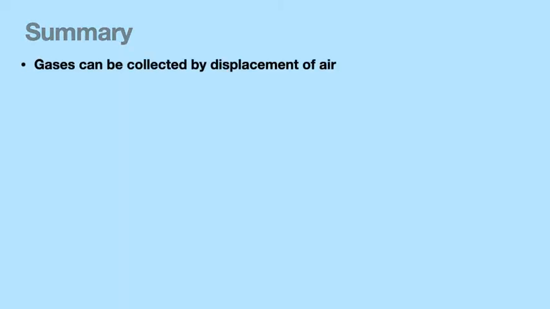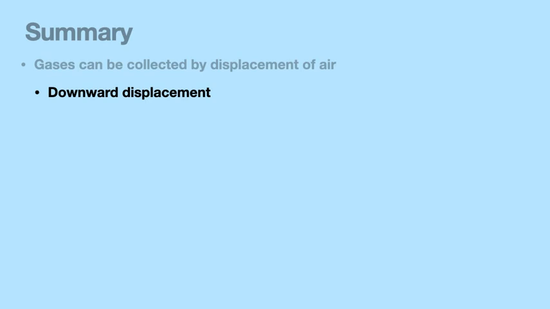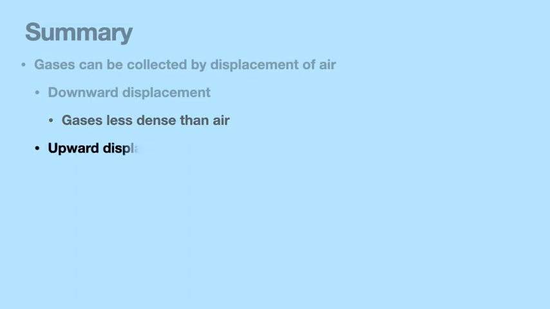Okay, so to sum up, gases can be collected by displacement of air. To do this though, you need to know the density of the gas you're collecting. You use downward displacement of air if the gas is less dense than air, because that will fill the test tube from the top and push the gas down and out. For upward displacement of air, you use gases that are more dense than air, because they will sink to the bottom of the test tube and fill the test tube from the bottom.